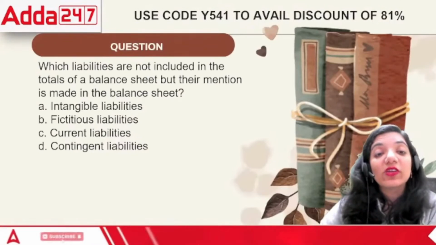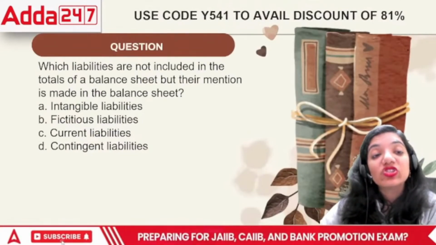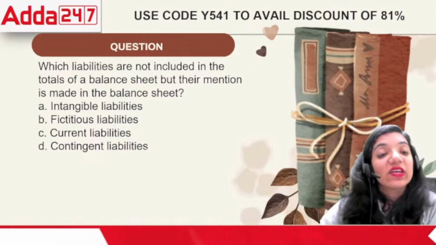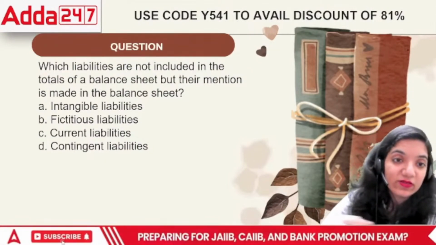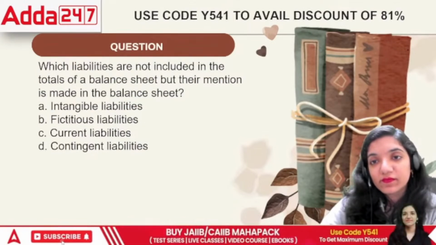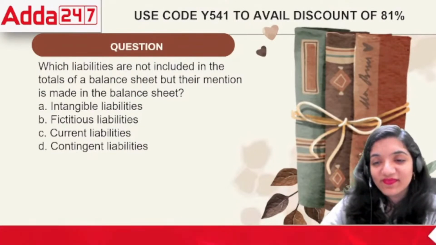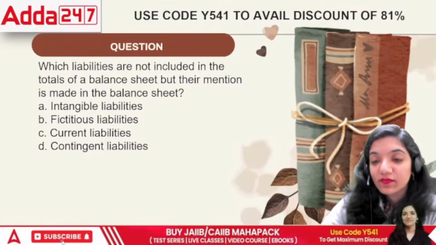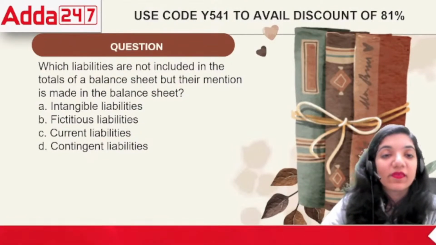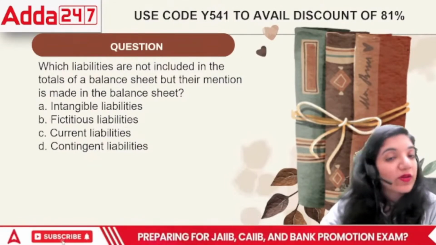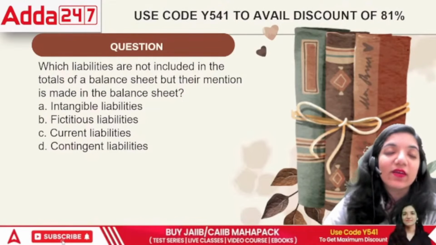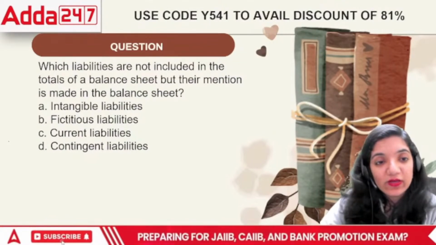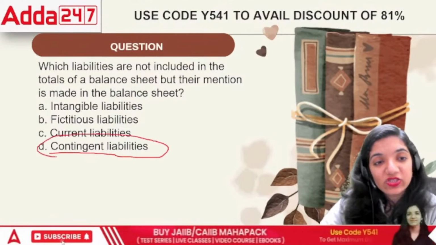Which liabilities are not included in the total of the balance sheet, but their mention is made in the balance sheet? Intangible liabilities, fictitious liabilities, current liabilities, or contingent liabilities. If I talk about the liabilities which are not included in the balance sheet, that is contingent actually. Contingent means it is uncertain, and since the things are uncertain, we do not even know whether it will turn out that way or not. That is something that we'll define as contingent liabilities.